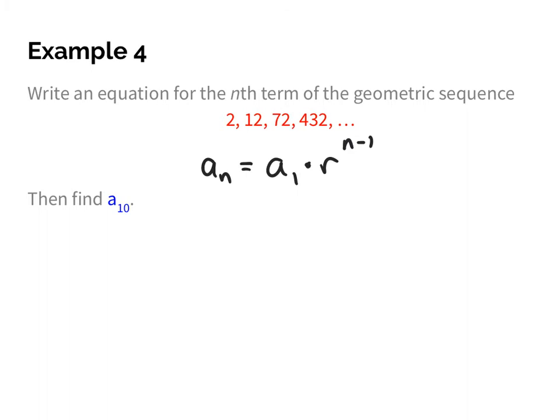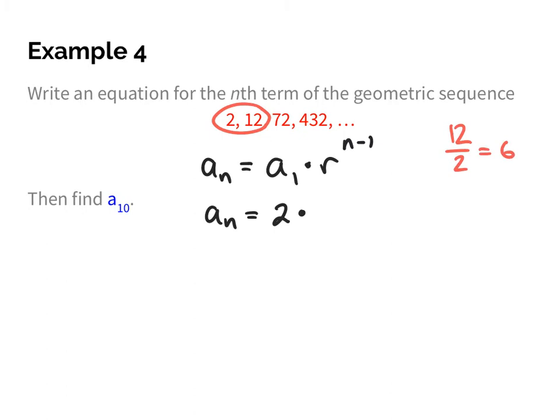Okay, so we're going to leave a to the n in here. A to 1 is our first term. Our first term in this sequence is the number 2. Okay, r is our common ratio, so I want to know what am I multiplying by each time to get my next term. So if I look at my first two terms here like we've done before, 12 and 2, if I take 12 and divide it by 2, I'm going to get 6. So that means my common ratio here is 6.